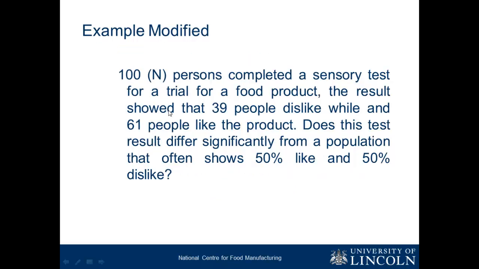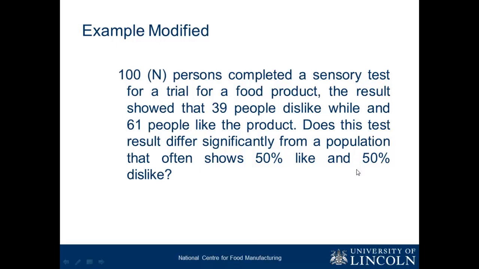Now this might be for a product. Let's look at it, because I don't like talking about failure; I want my students to excel, to pass, to do very well. Let's talk about products. We have 100 persons who completed a sensory test for a trial of a food product. The results showed that 39 people disliked the product, while 61 people liked it. Does this test result differ significantly from a population that often shows 50% like and 50% dislike?